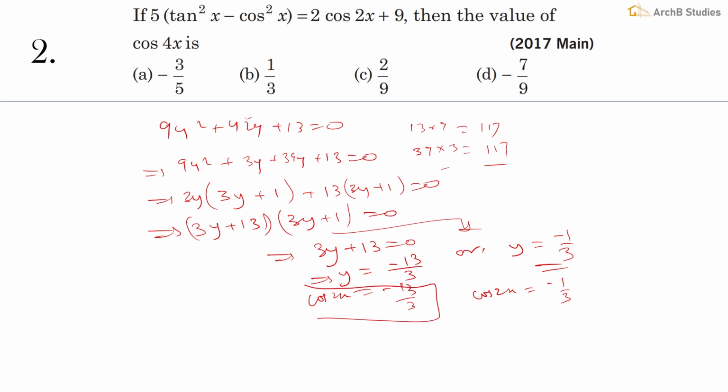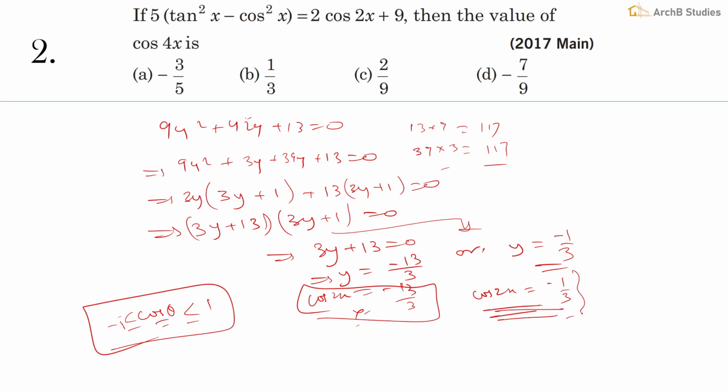Now if you see clearly, this is not possible because the value of cos theta ranges from minus 1 to 1. Okay, over here it is more than 1. We will take this one. So cos 2x is minus 1 by 3, and they are asking about cos 4x.